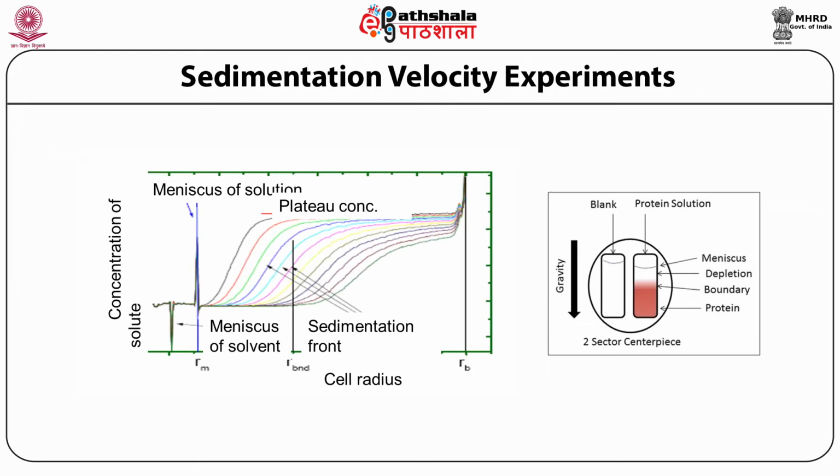In the sedimentation velocity experiment, we again plot the radius in centimeters versus the absorbance, and you can see here the initial meniscus of the solvent, and in the middle part sedimentation occurs. So we usually take two cells, where one cell is a blank and in the other cell the protein solution is there, in which at the top you can see the meniscus, at the lowest part the protein, and in between the boundary and depletion, which is against the gravity. So that is utilized for the sedimentation velocity experiment for the measurement of S units.